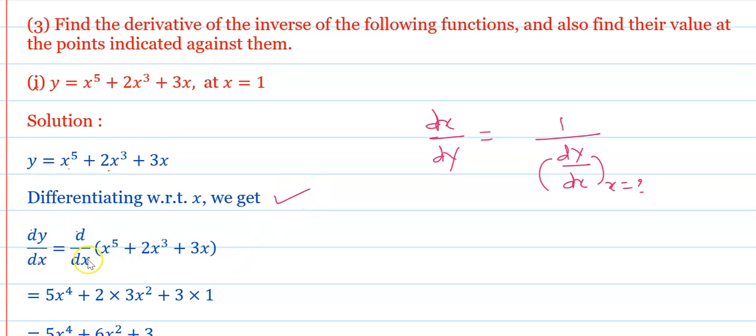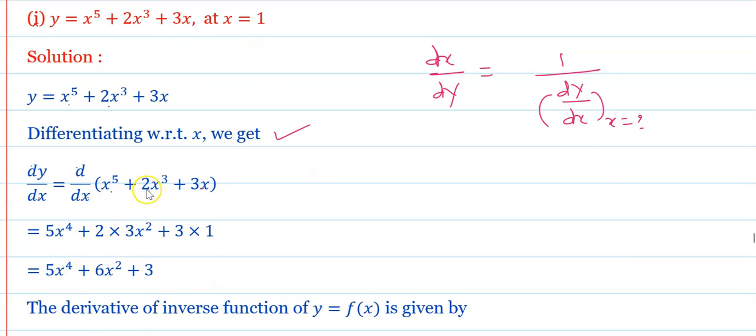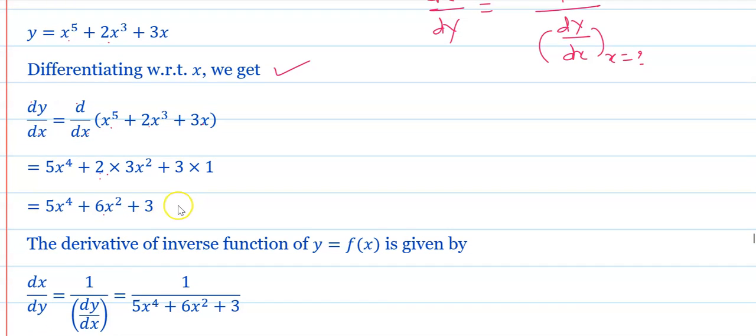Therefore dy by dx is equals to d by dx of x raised to 5 plus 2x cube plus 3x. The derivative of x raised to 5 is 5x raised to 4. The derivative of 2x cube means 2 into 3 into x square. The derivative of 3x, the derivative of x is 1. So 5x raised to 4, 2 into 3x square means 6x square, and here comes 3. Therefore this is dy upon dx. dy by dx is equals to 5x raised to 4 plus 6x square plus 3.